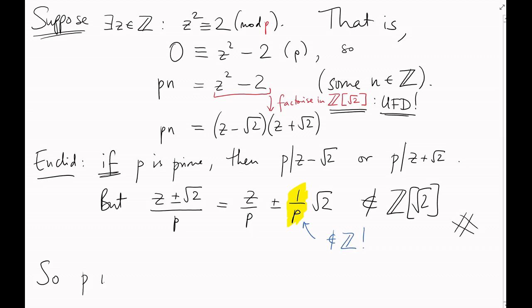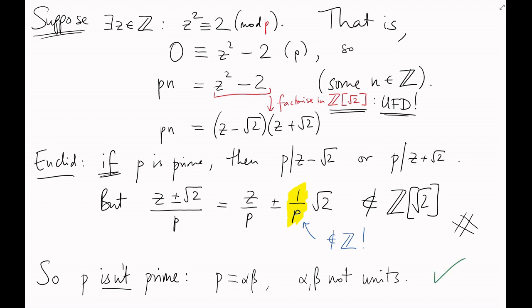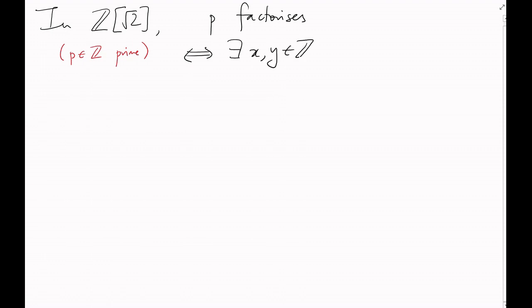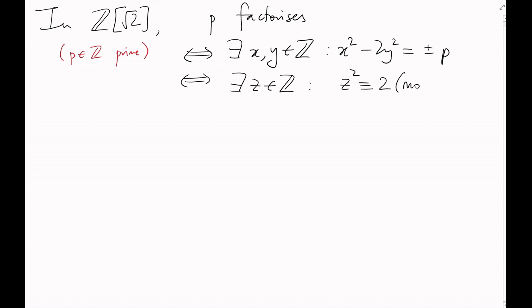This is a contradiction. So p can't be a prime element in Z adjoin root 2, and so it can be factorized further. Say, p equals alpha times beta, where neither of alpha and beta is a unit. So now we're done. In summary, the prime p factorizes further in Z adjoin root 2 if and only if there exist integers x and y such that x squared minus 2y squared equals plus or minus p, and we've seen that this happens if and only if 2 is a square mod p, that is, if there is some integer z such that z squared equals 2 mod p.